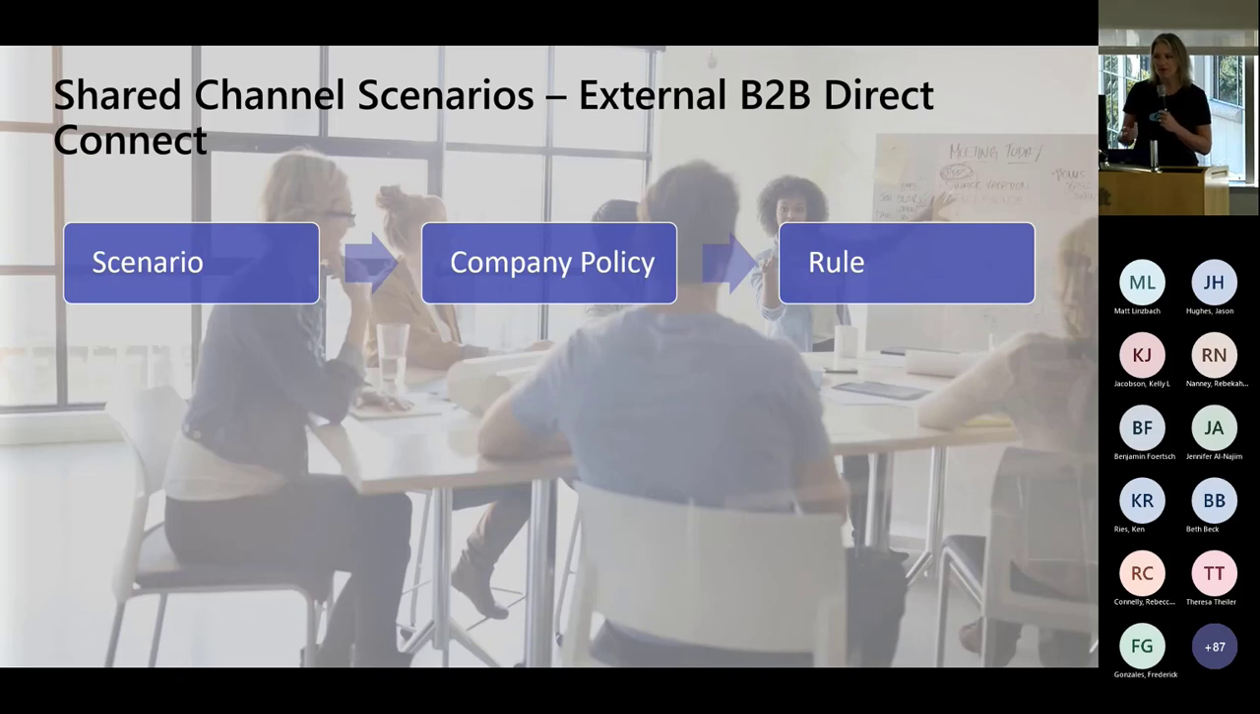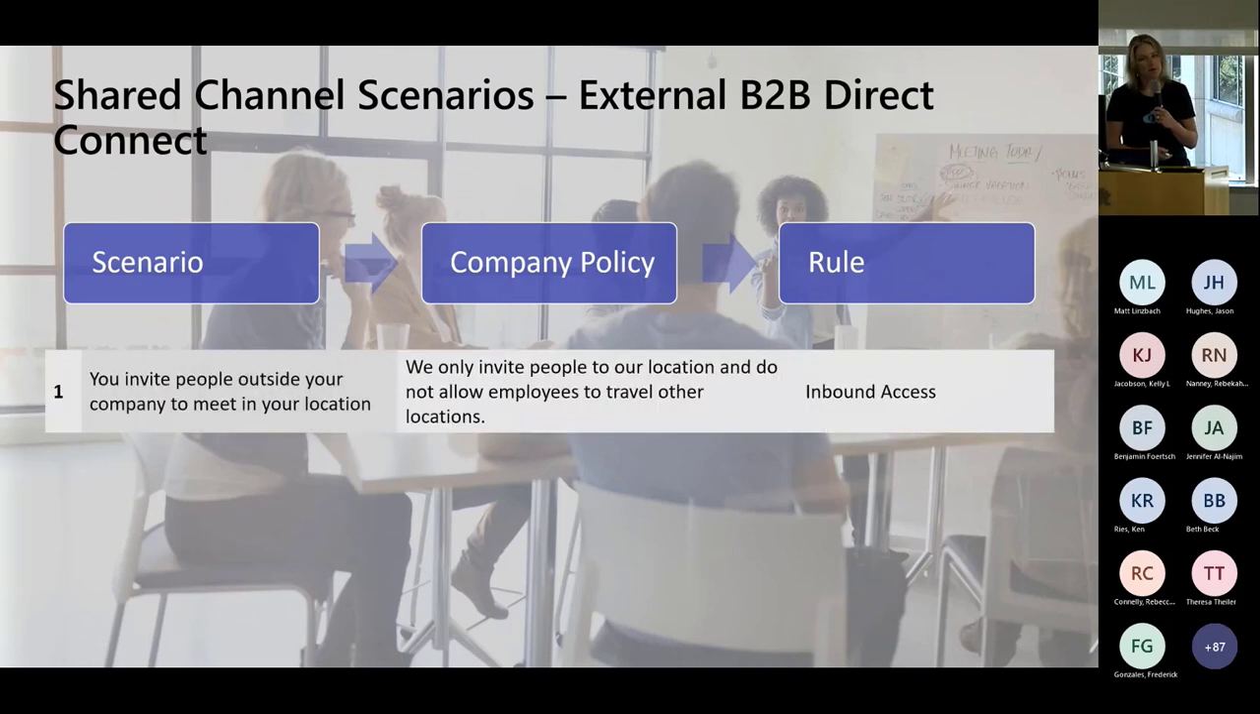So I've come up with these scenarios, what I would think of as company policies that you may have internally. And then what is that Azure Active Directory cross-tenant access setting rule that you need to apply? So the first one is you invite people outside of your company to meet in your location. The policy here would be we only invite people to our location and we don't let our employees travel to other locations. Okay, so kind of an interesting scenario, right? You don't want your employees going anywhere else.